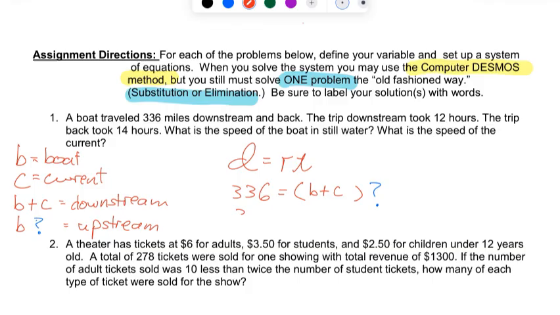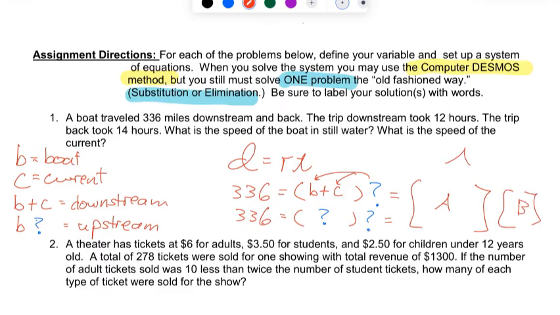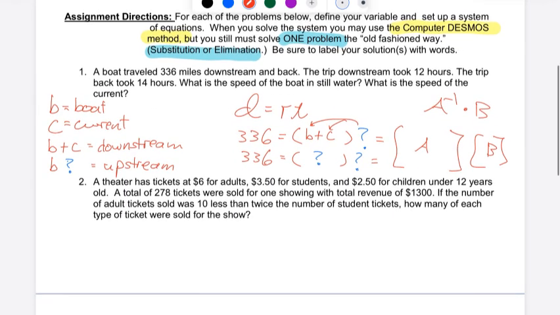The other equation has the same distance, okay? But now we have a different speed. It's the upstream speed. I'm going to let you figure out what goes in there and how much time. Both of these need to be simplified. Both equations, you're going to need to distribute whatever number you end up putting there for time. And once you distribute, then you probably can turn this into a matrix A and a matrix B. Don't forget that it's A inverse times B in order to actually solve that on Desmos.